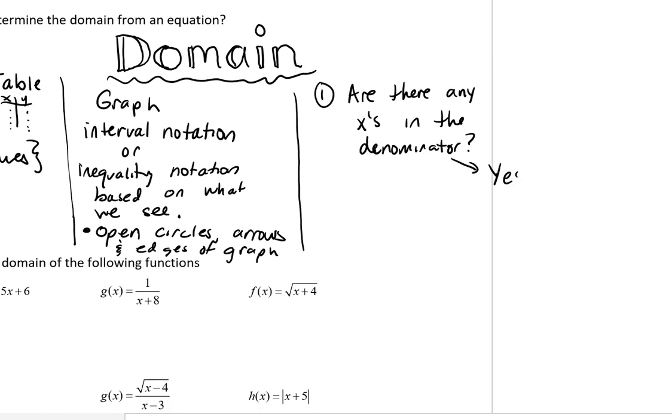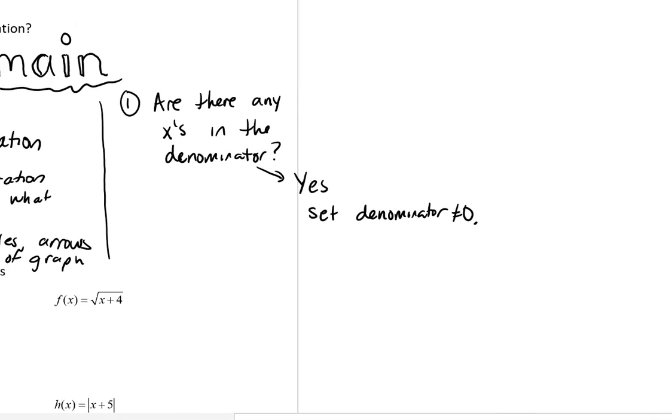If it's yes, you want to set the denominator not equal to 0, because friends don't let friends divide by 0. So, for example, if I had f of x is 1 over x plus 1, I would say, oh, I have an x in the denominator. I make sure I say x plus 1 can't equal 0. x can't equal negative 1.